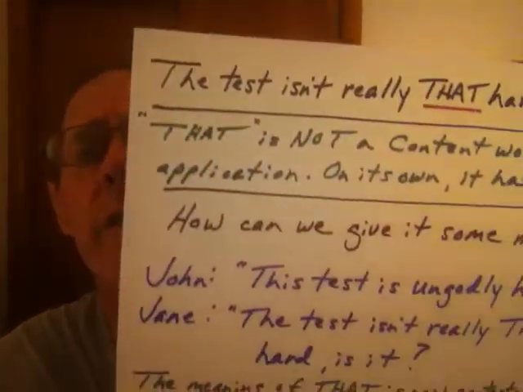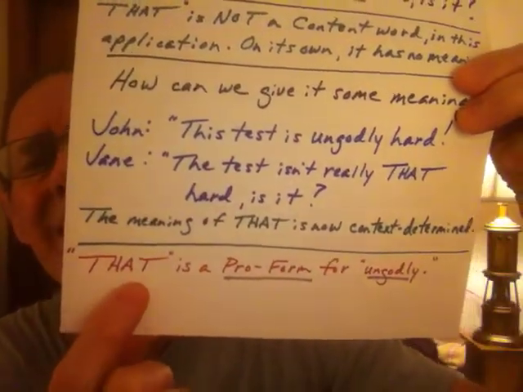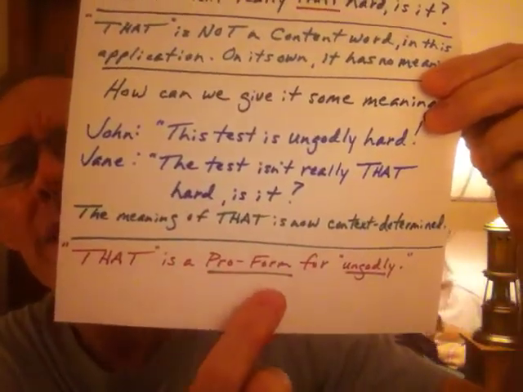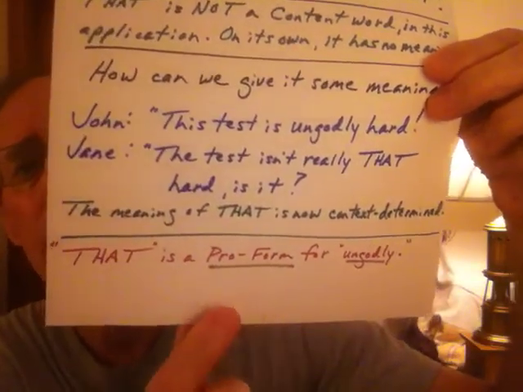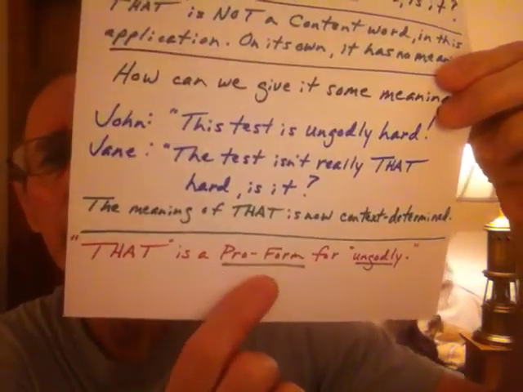Now, the meaning of "that" is now context determined, okay? So you can safely say that the word "that" is a proform for the word "ungodly," okay? That is a proform. All right.